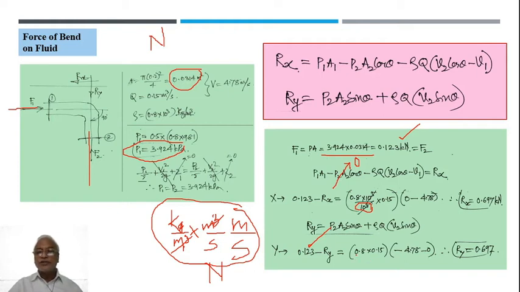Rho into Q is fine. Of course you have to divide it by 10 raised to 3, because we are using kilonewtons. The velocity is 4.78, V2 sin theta in the vertical direction we are talking about. So this is the full value. Then Ry becomes 0.697. Now you have to find out the resultant of these two. So that is the first problem.